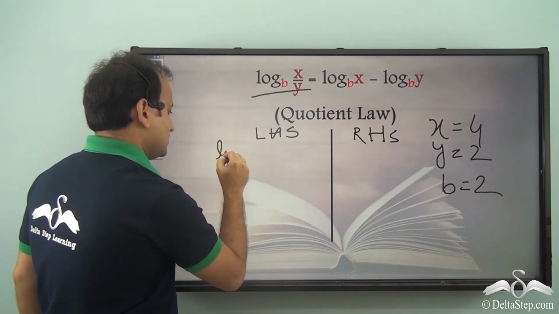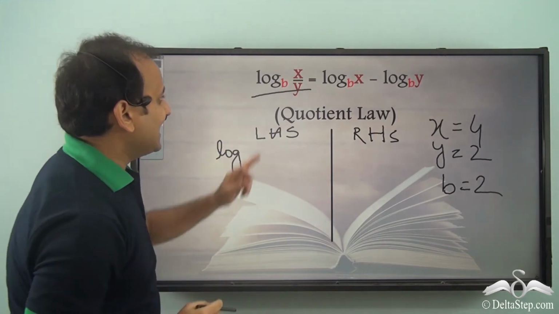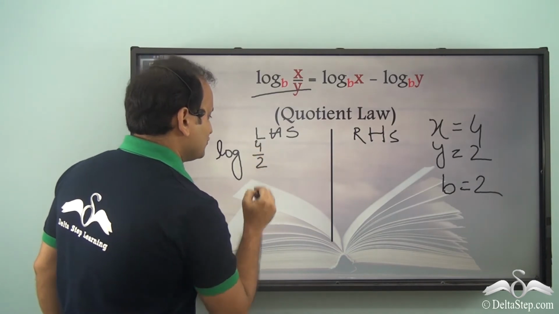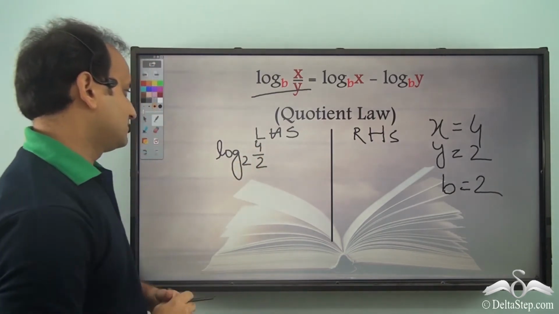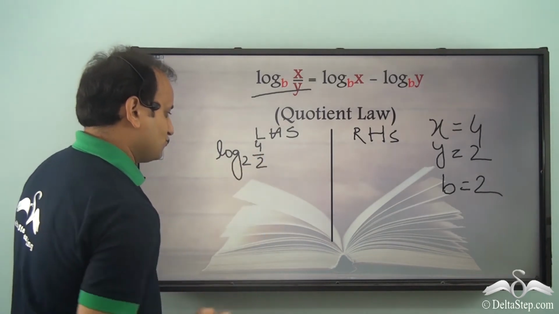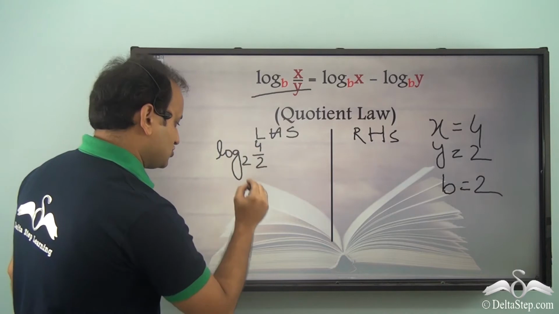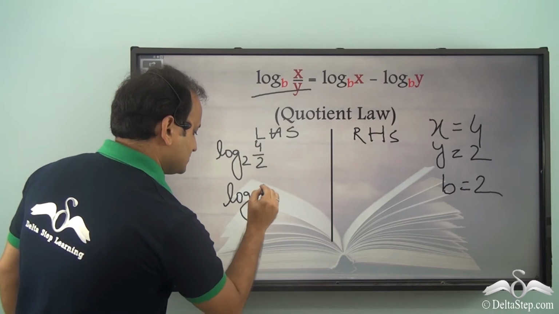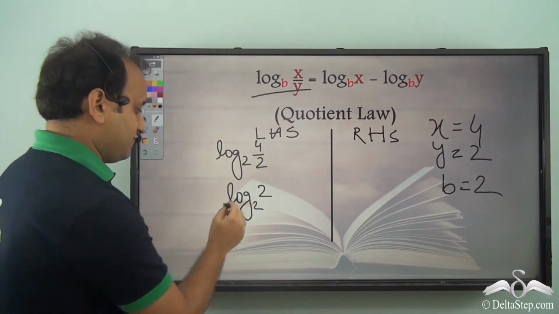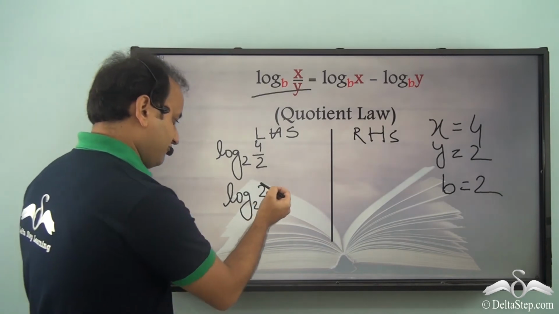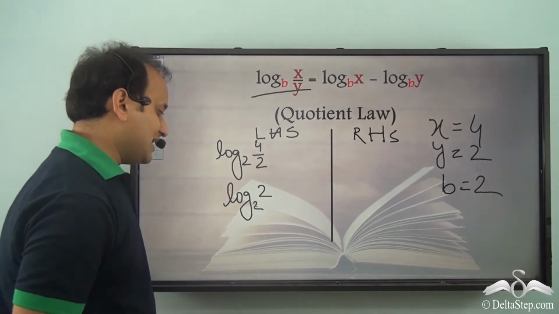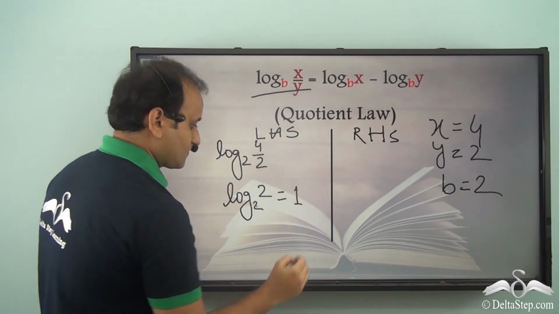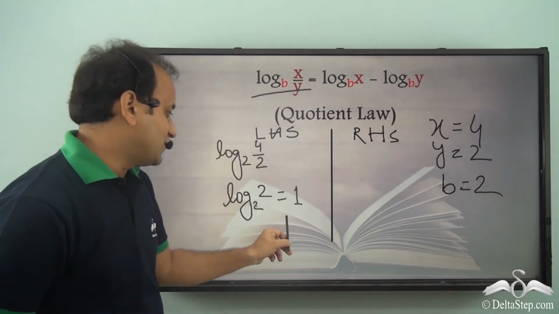With these values, if we solve the LHS, what do we get? We get log of x by y, that will be 4 by 2 to the base 2. Now 4 by 2 is nothing but 2. So it will be log 2 to the base 2. From properties, we know that if the argument and the base are the same, the answer is 1. So we found the LHS value is 1.